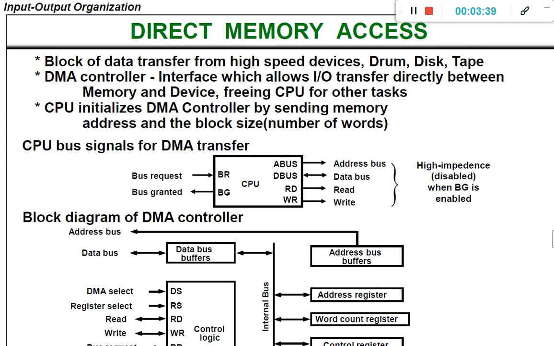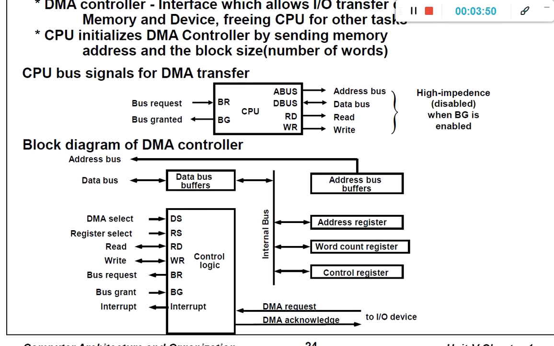Now let us see the CPU bus signals for data transfer. In this diagram, you can see the CPU bus signals for DMA transfer. There are two basic signals which are very important: bus request and bus granted. From the I/O device, a bus request is initiated to the CPU. Then the CPU gives the bus granted (BG) signal to the I/O device.